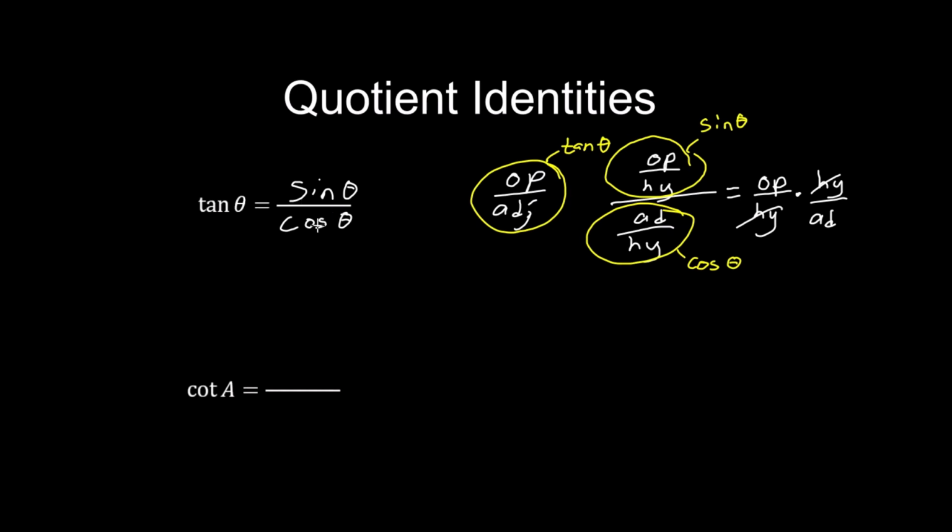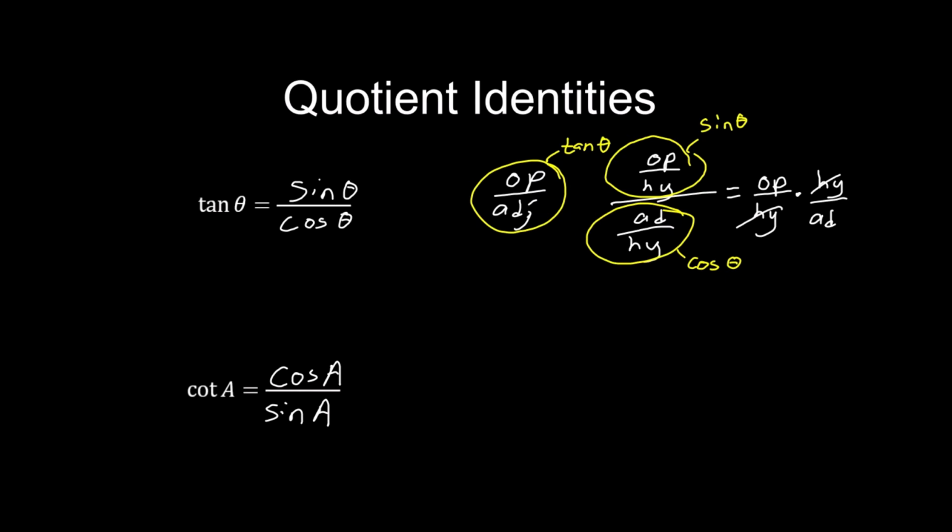Now, if we apply our reciprocal identities, the reciprocal of tangent of theta is cotangent. In this case, I changed it to an A just to keep reminding you guys that the variable itself doesn't matter. It can be any letter in the whole wide world. But the reciprocal of tangent is cotangent. Well, if I want to reciprocal the right-hand side, then it just flips the fraction. So cotangent of A is equivalent to cosine of A over the sine of A.